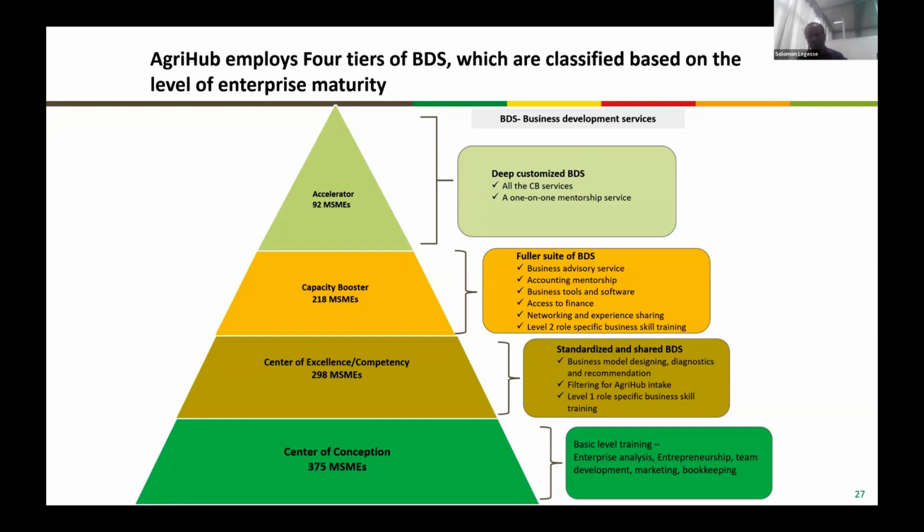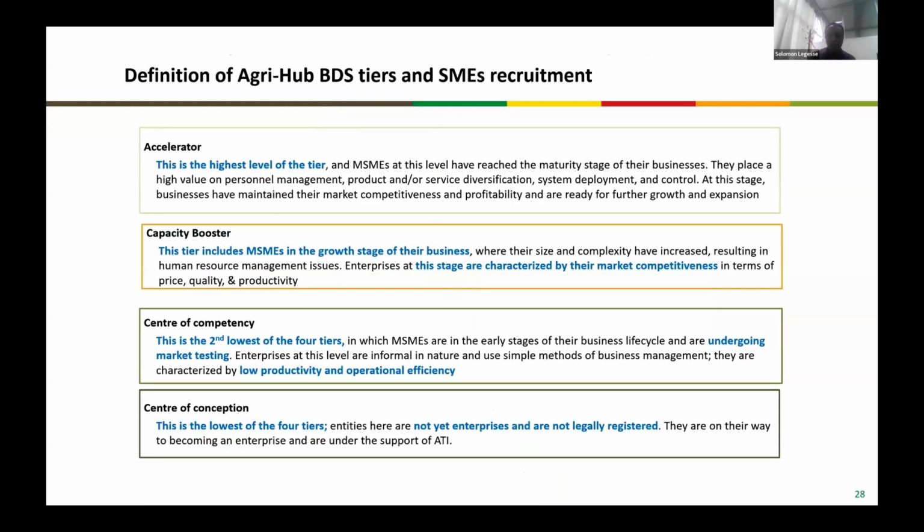At the end, we have the last category of SMEs, the accelerator level. Under this, we provide very customized BDS services for SMEs. We have defined the levels first, and based on that definition, we recruit SMEs to each tier of BDS service. The accelerator level is a higher level where we provide more advanced services. Based on need assessment, we provide advanced or customized advisory service. They are small in number because of their level of progress or development. They are not as many as the other level SMEs.